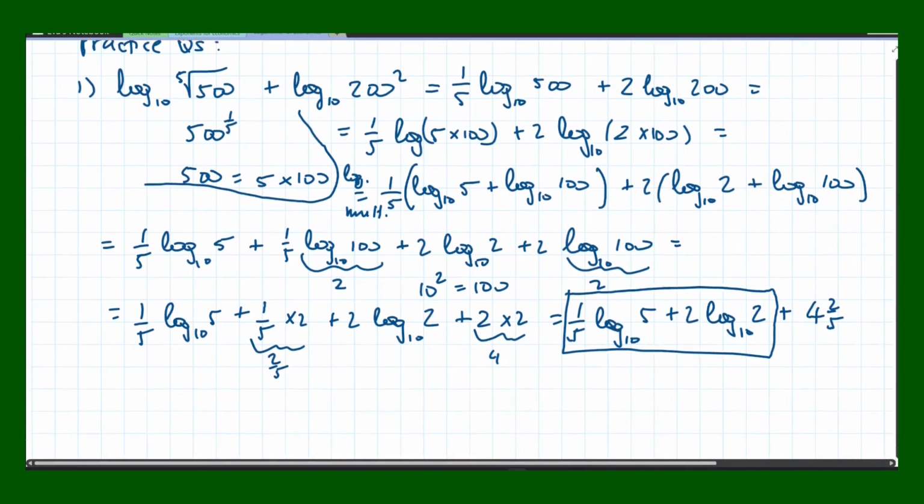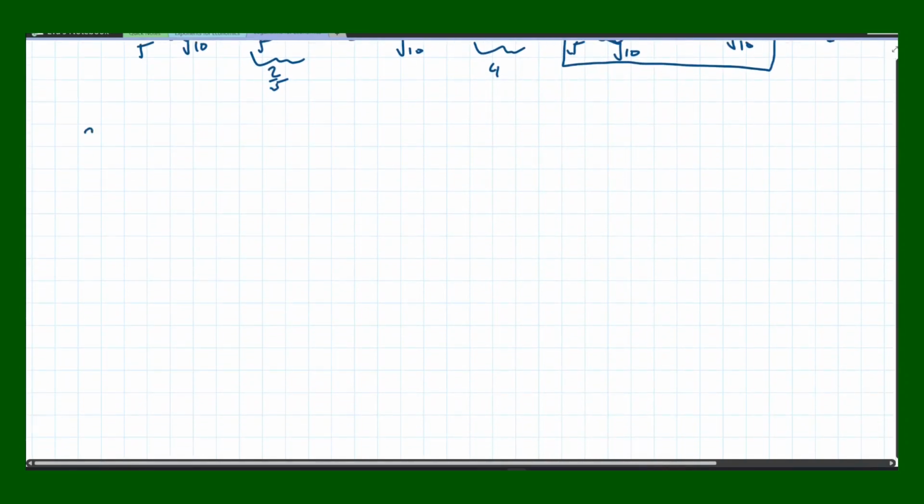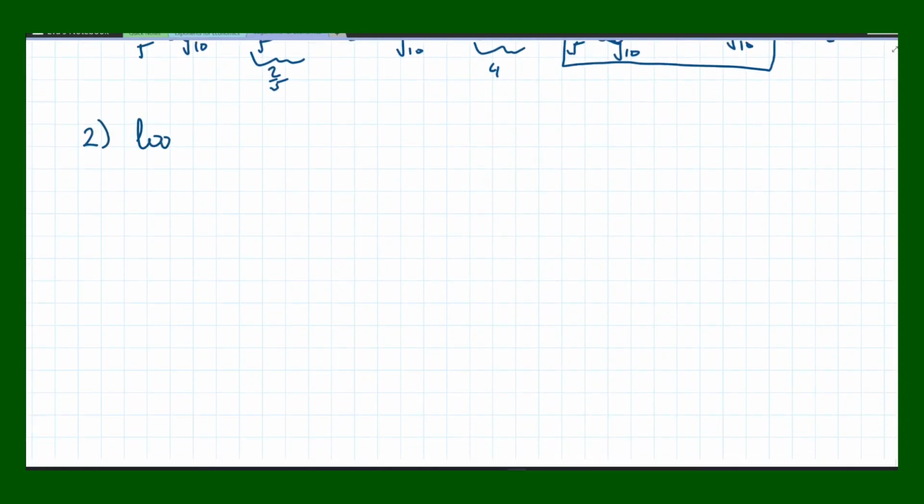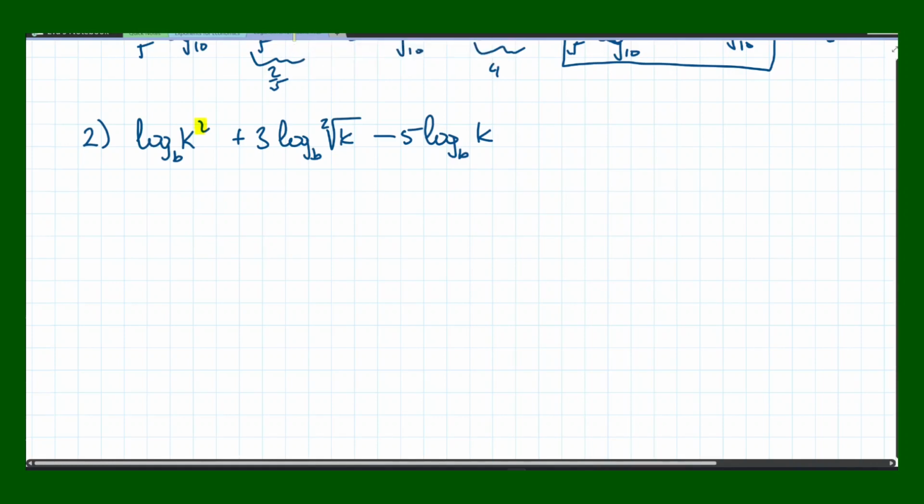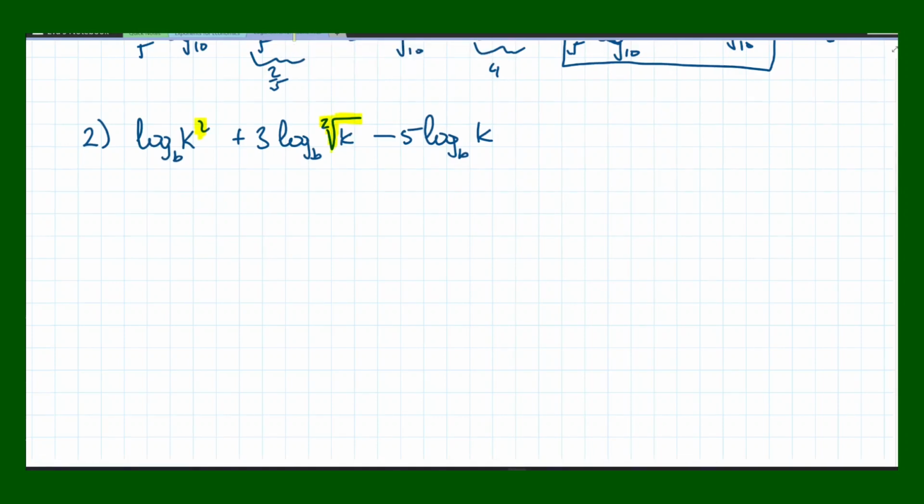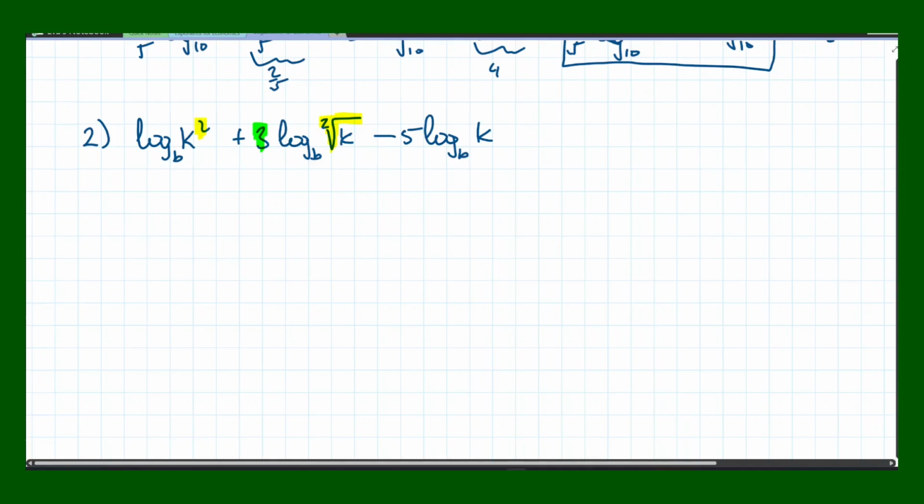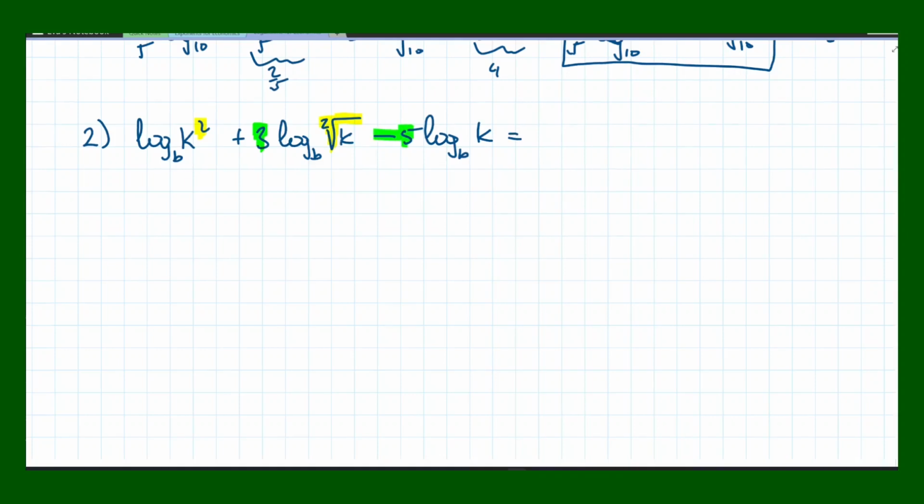Let's move again. So let's look at practice question 2. I've got log base b k squared plus 3 times log base b square root of k minus 5 times log b k. Now, in this case, I've got two choices. I can either bring down the roots and the exponents, or I can bring up the numbers in front of the log signs. And just because I can, I think I'm going to go with bringing down the exponents to multipliers. So let's do just that.